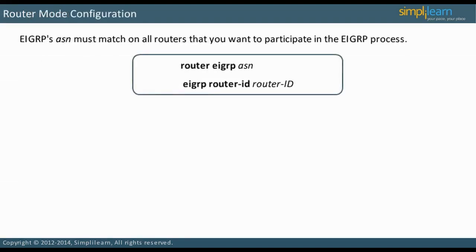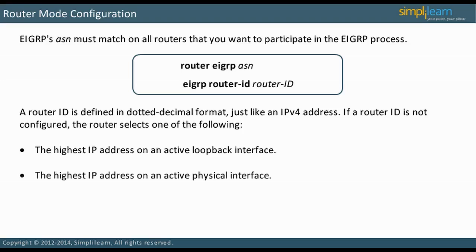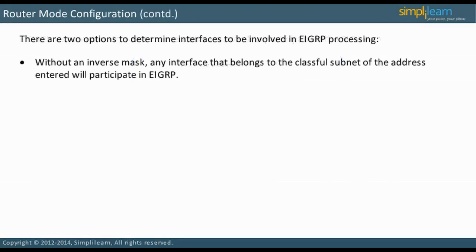EIGRP's ASN must match on all routers that you want to participate in the EIGRP process. Look at the syntaxes given on the slide. A router ID is defined in dotted decimal format, just like an IPv4 address. If a router ID is not configured, the router automatically selects one. If there is an active loopback interface, it selects the highest IP address on that interface. Otherwise, it selects the highest IP address on an active physical interface. We will continue this discussion in the next slide.